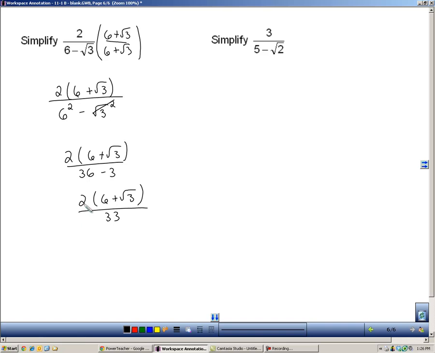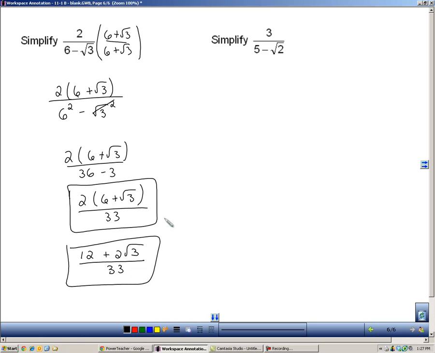Now the reason I left this 2 out in front here is because the 2 might have canceled with the 33, and I wanted to make sure that it didn't. Now you actually could leave your answer just like that. The other way that you could write the answer, and the way that you might see the back of the book do it, is to distribute this 2 and get a 12 plus 2 root 3 over 33. That's also an acceptable answer and one that you should be aware of.